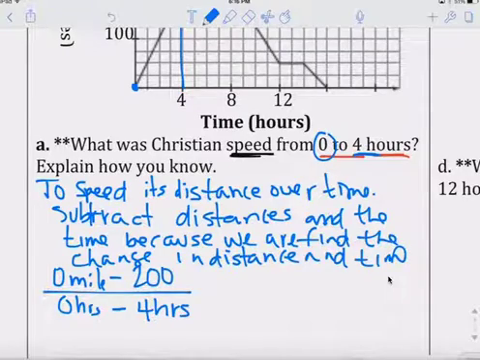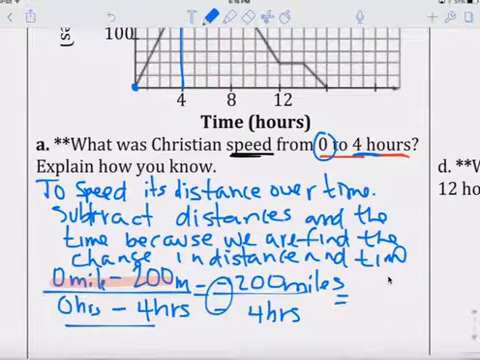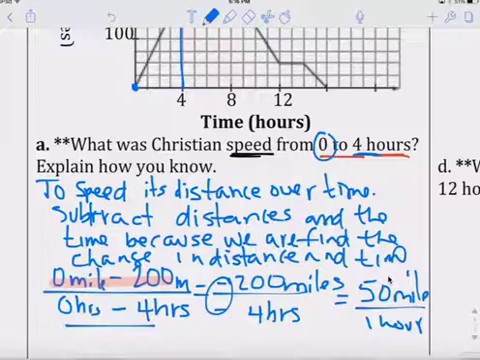So how much change occurred in distance from 0 to 200 miles? It is negative 200 miles. Over how many hours changed? Negative 4 hours. Two negatives make a positive, that's why we have a positive 50 miles per hour. That's what we got in class. 50 miles over 1 hour, so 50 miles in 1 hour. Either way you write it, it means the same.